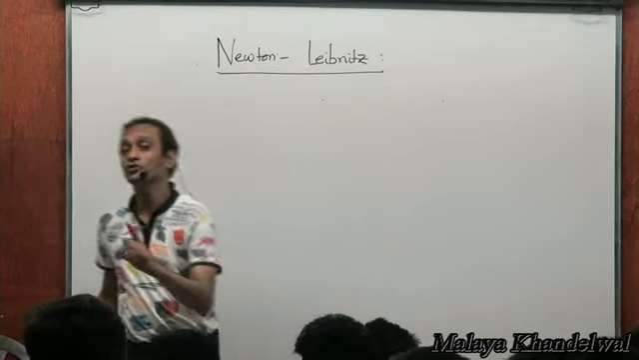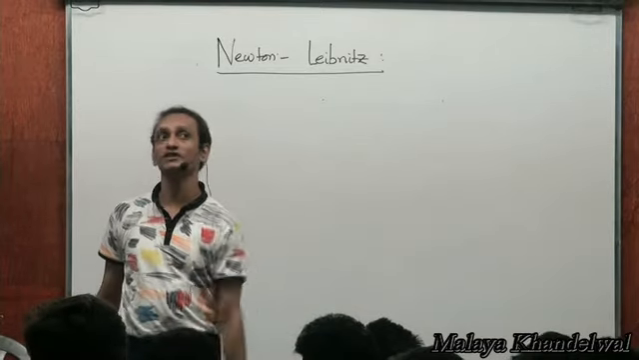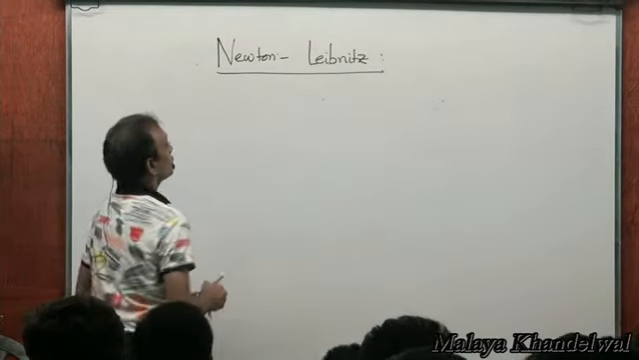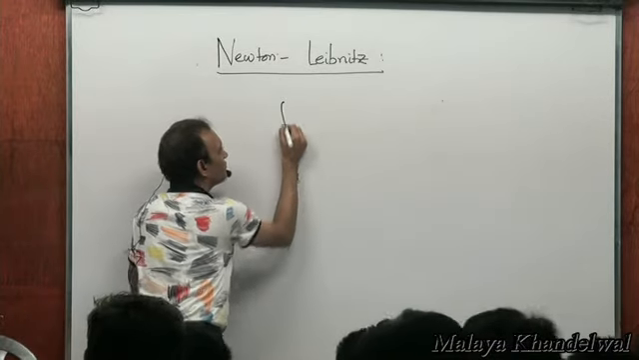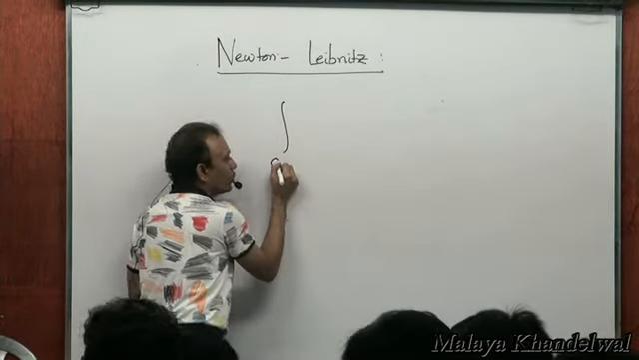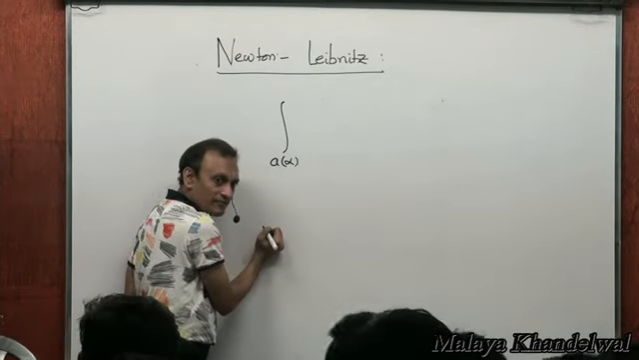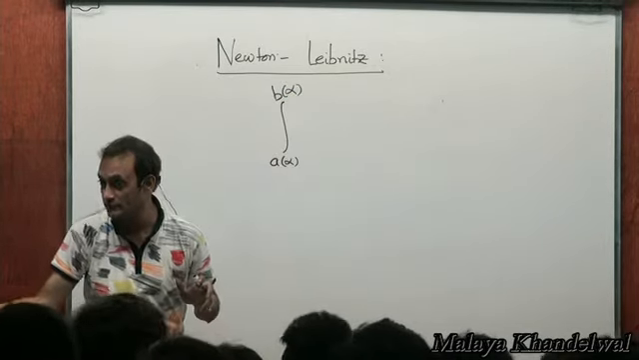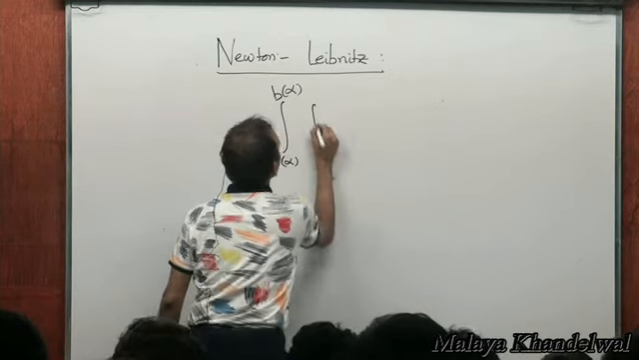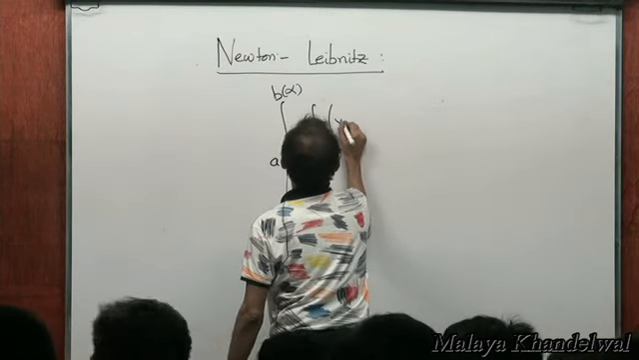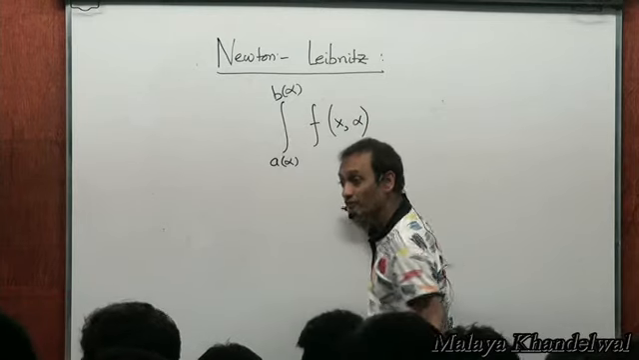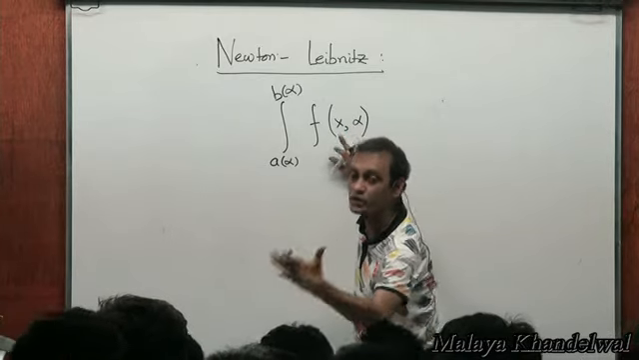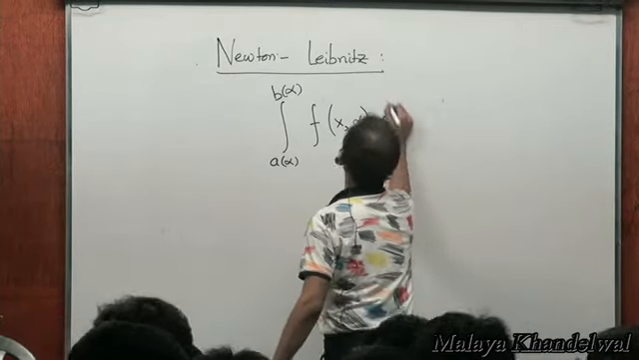But then let me tell you, Newton-Leibniz as applied in definite integrals is differentiation under the integral sign. That is to say, I have an integral where the lower limit is a function of some parameter alpha, the upper limit is also some function of alpha, and I have a function f of x and alpha, where I am going to integrate with respect to x. Alpha is a parameter in this, and I would have dx.